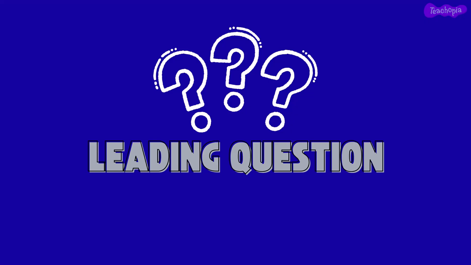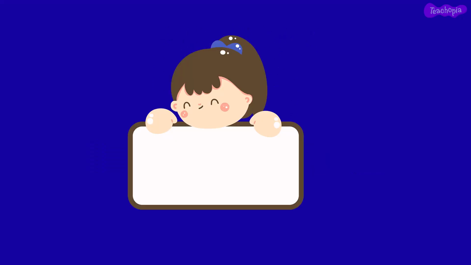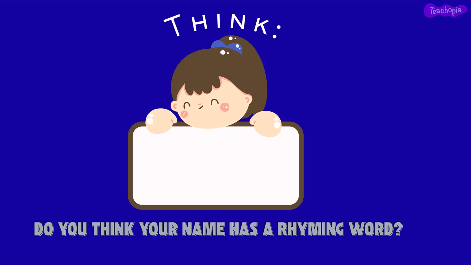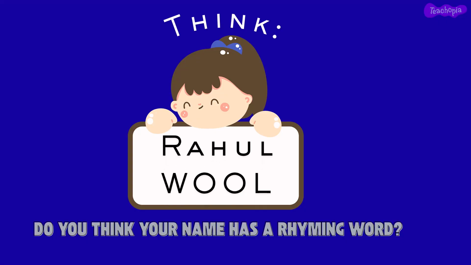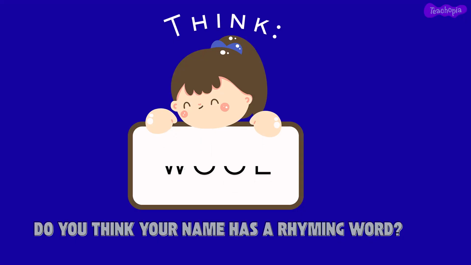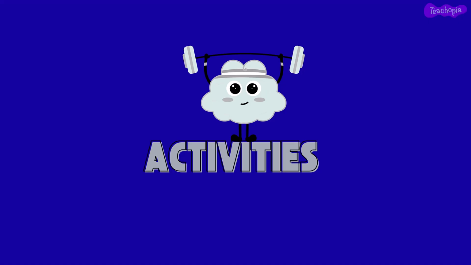Let's look at the leading question for this PBL sheet. Let's ask the learners to think. Do you think your name has a rhyming word? For example, Rahul and wool. To help them understand this further, let's get into some activities.